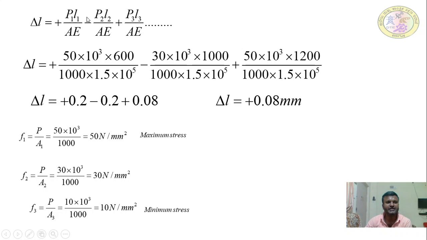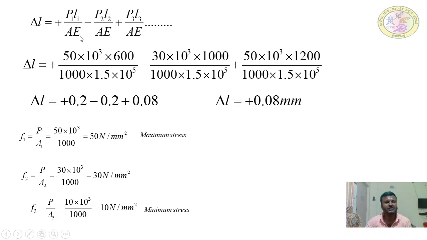Next, the minus sign here represents that member BC is subject to a compressive force of minus 30 kilonewton. So that's why they are directly using the minus sign. Then P2 is substituted as a positive 30, instead of minus 30, because the minus sign is already used since it is compressive in nature. Next, P3 L3 divided by AE is for member CD, where P3 is the force and L3 is the length of member CD. Substitute all the data and find the total elongation of the bar.